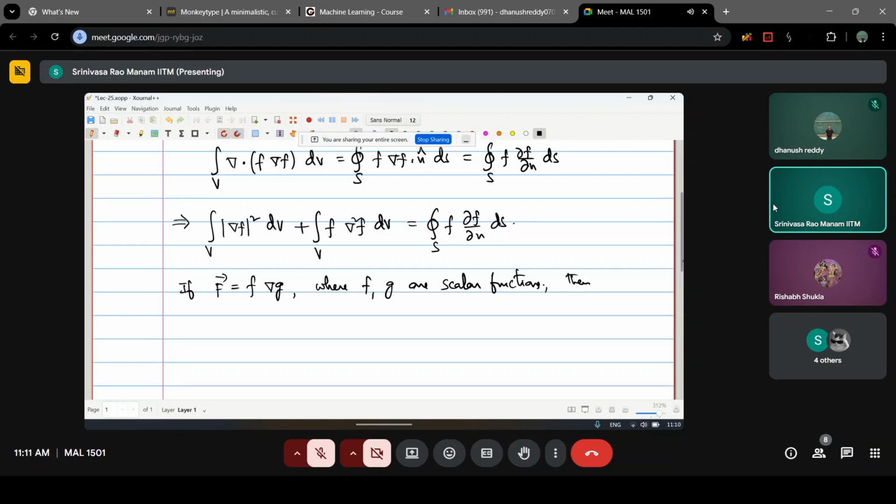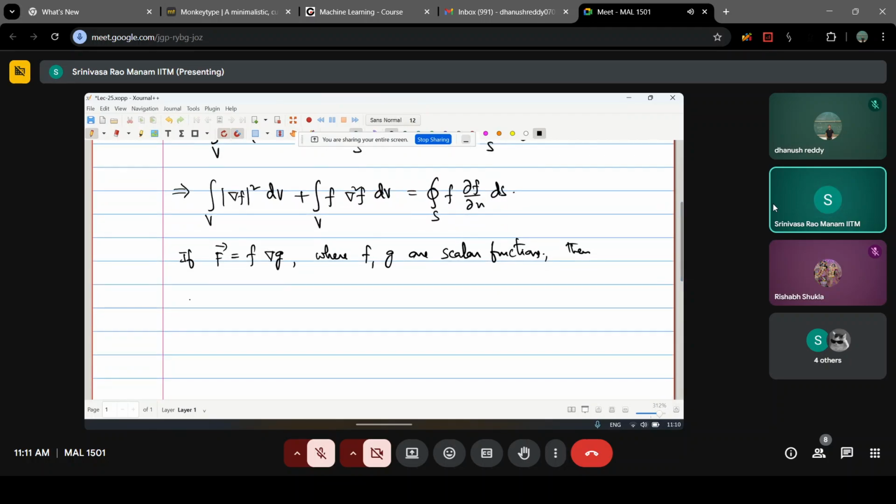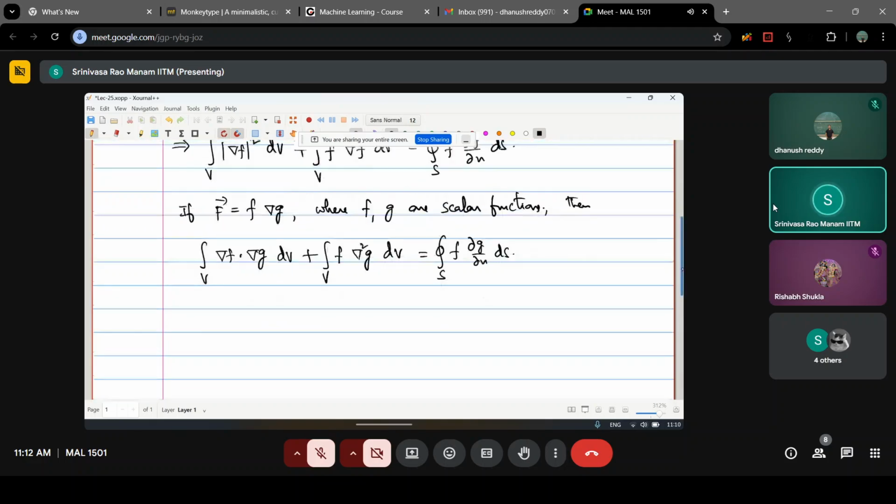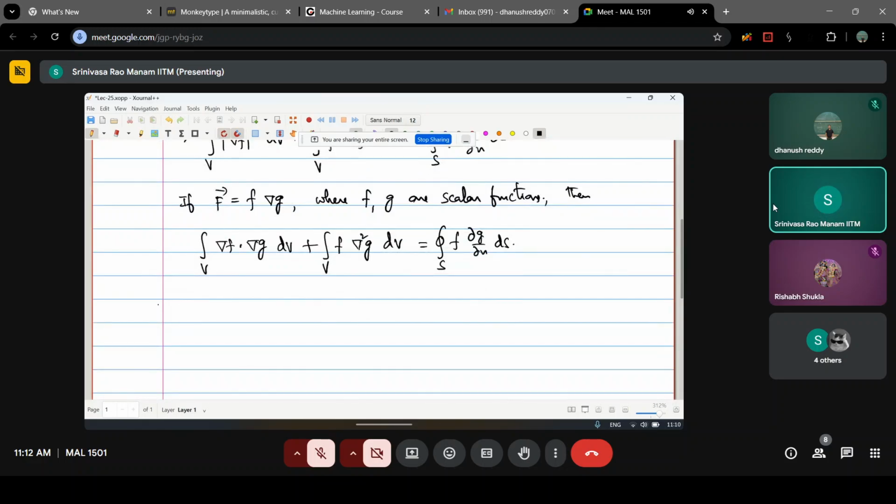then the same calculation above gives me, over V, del dot F, that is del f dot del g dV plus the second term, f into del dot del g, that is f into del squared g dV, equal to the integral over S of f grad g dot n cap, that is dou g by dou n, dS.